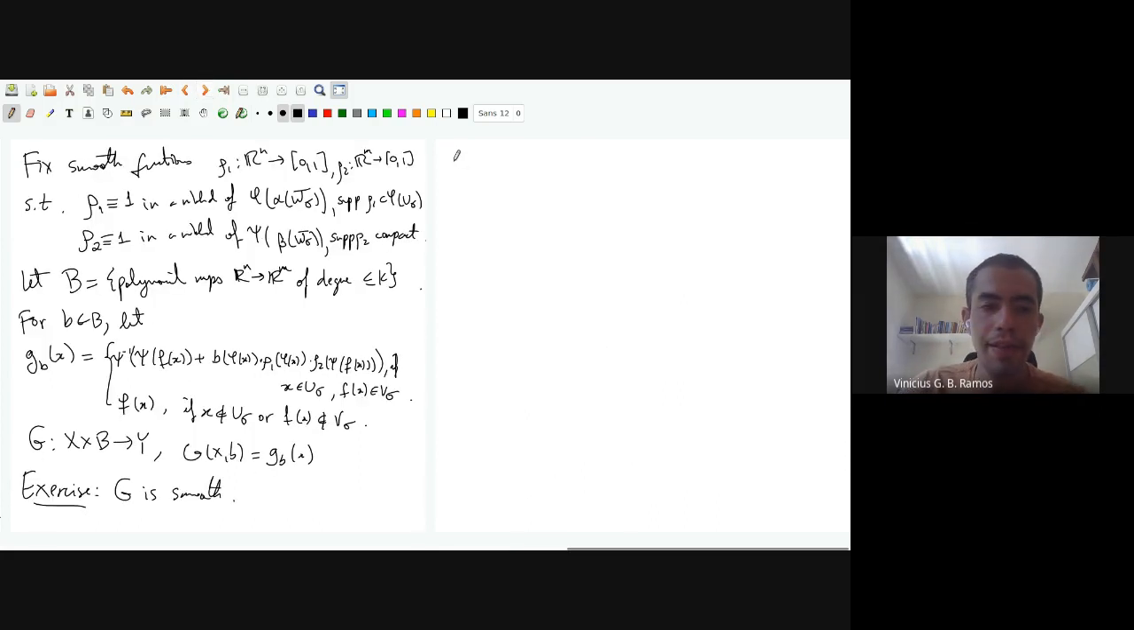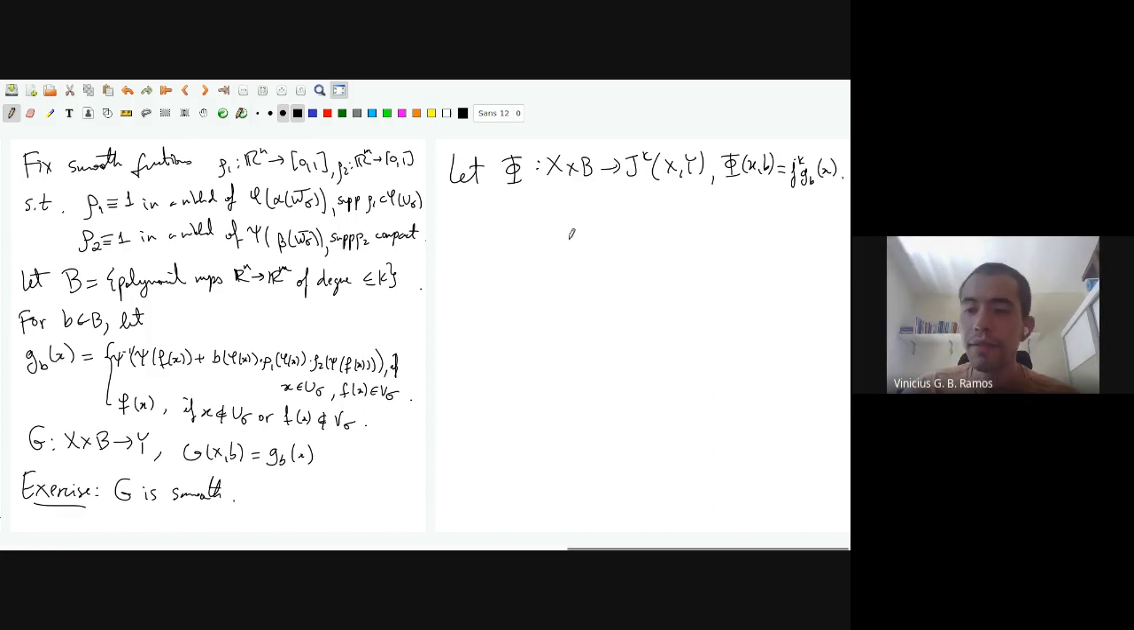Okay, and then I can define my function capital phi that I promised into the jet space. That's just the kth jet, so it's like the kth derivative, or the set of all the derivatives up to k, j^k of G_b at the point x. And again, using this exercise, because G is smooth, it's not very hard to see that phi is also smooth.